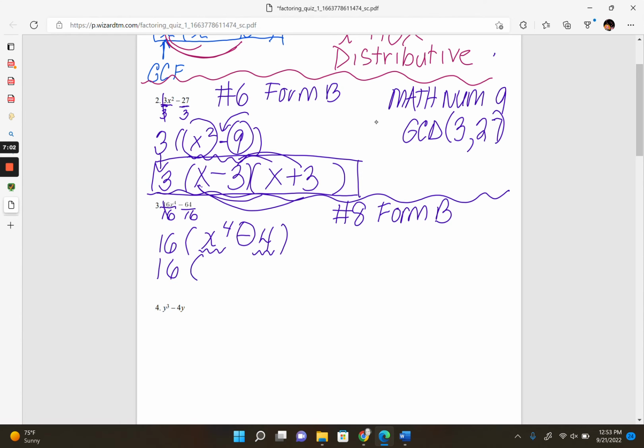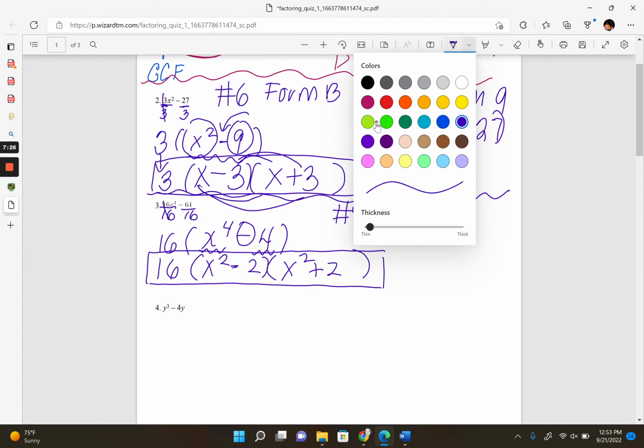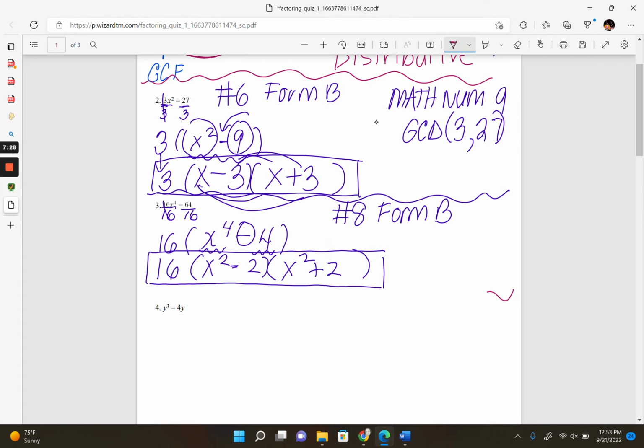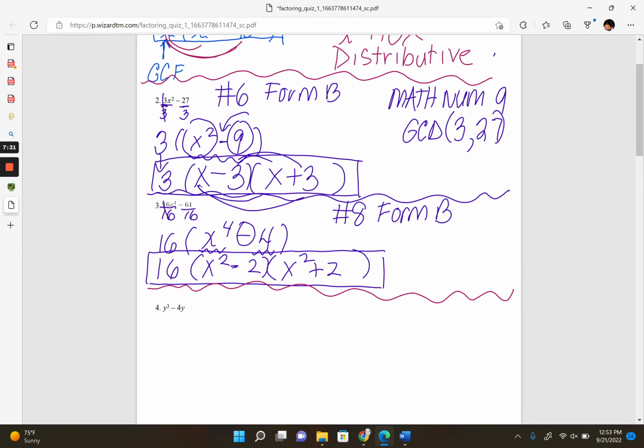Okay, so we do double bubble: x squared, minus 2, plus 2. If you want to do plus 2, minus 2, you could do that as well. Now, you may be saying, oh, Ms. Konzak, x squared is a perfect square. That is correct, but 2 is not. That's why our journey on this factoring problem comes to an end, because we can't take the square root of 2. 2 is not a perfect square.